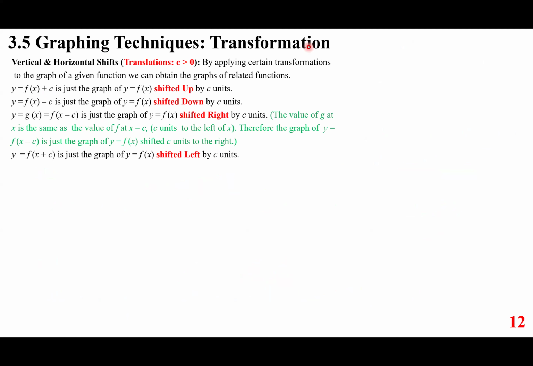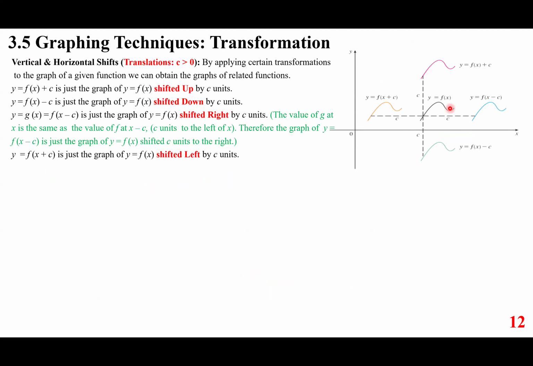Graphing techniques, transformations. So vertical and horizontal shifts, translation, C is larger than 0. First, it makes it easier to see the graph. We have a graph of y equals f of x, and the C is a constant that is positive.